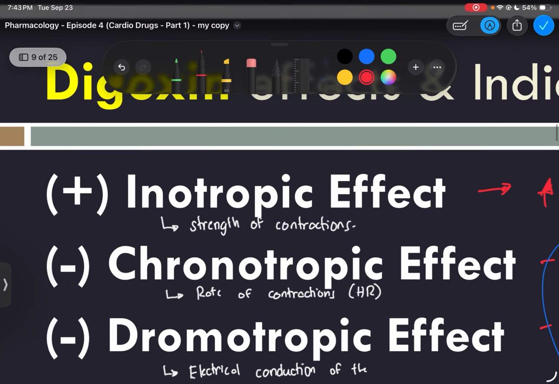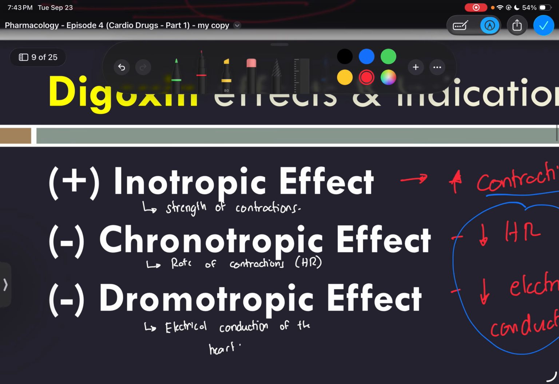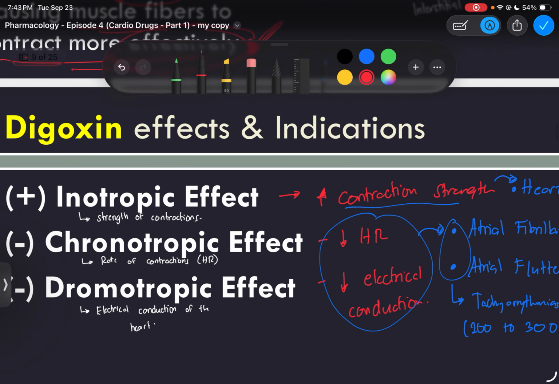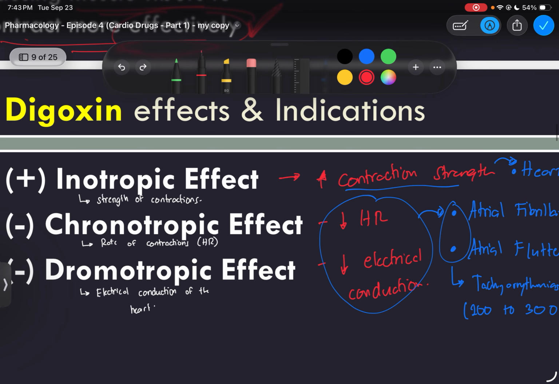Now, digoxin has a few effects. Number one, it has an inotropic effect, a positive inotropic effect, meaning to say it will increase the strength of contractions. A negative chronotropic effect, which means it will decrease the heart rate, no? Chronotropy means the rate of contractions or heart rate. And it also has a negative dromotropic effect, which means it will decrease the electrical conduction of the heart.